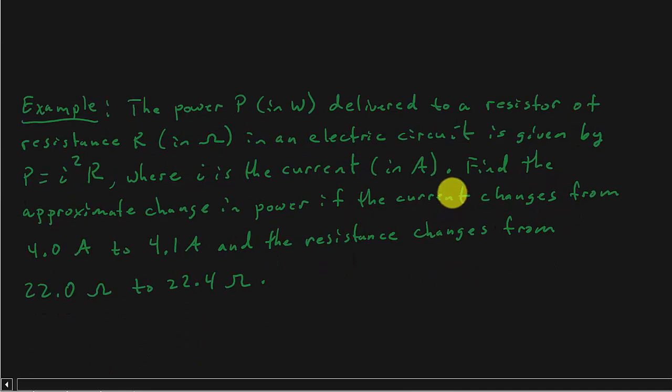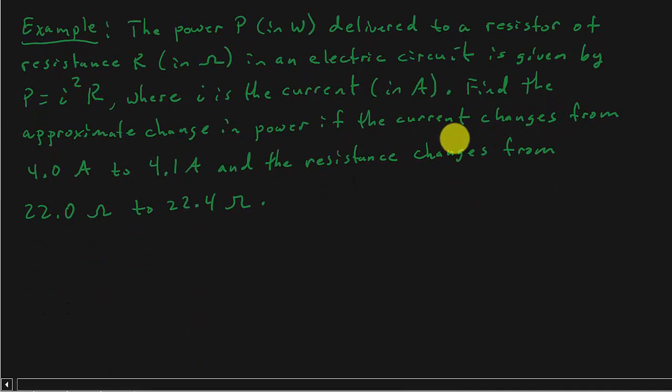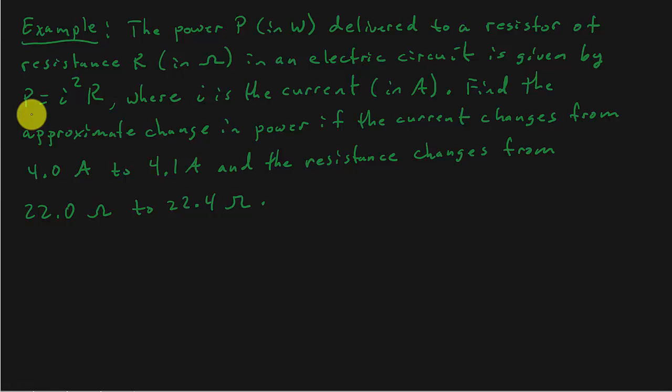All right, so let's look at this example. It says the power P in watts delivered to a resistor of resistance R in ohms in an electric circuit is given by P equals I squared R. So there's our function there, where I is the current in amps. Find the approximate change in power if the current changes from 4.0 amps to 4.1 and the resistance changes from 22 ohms to 22.4.